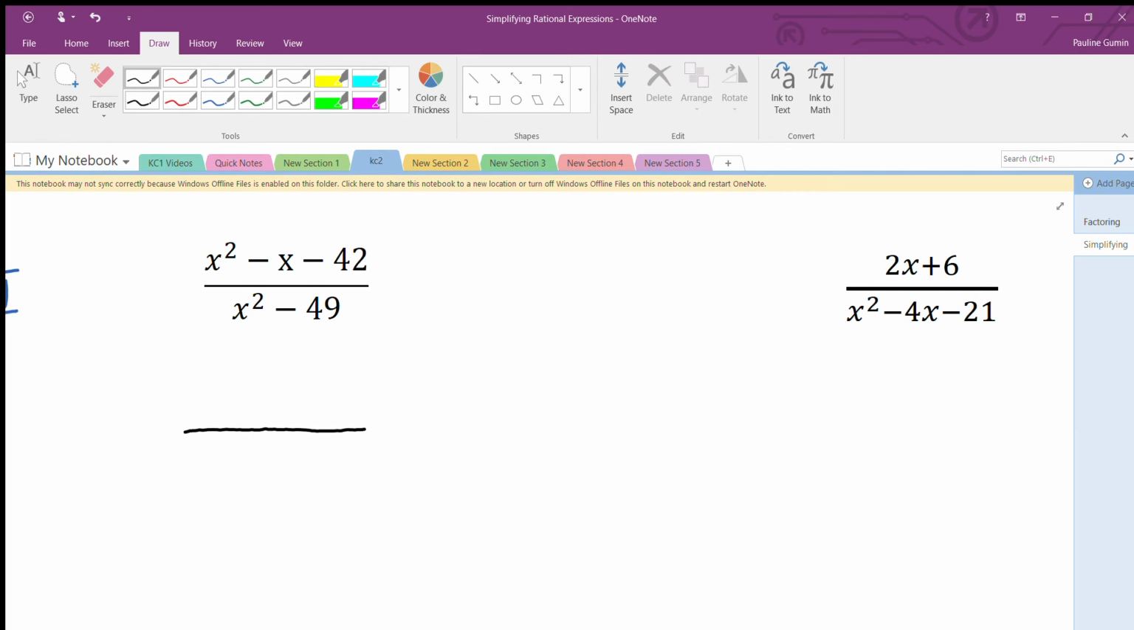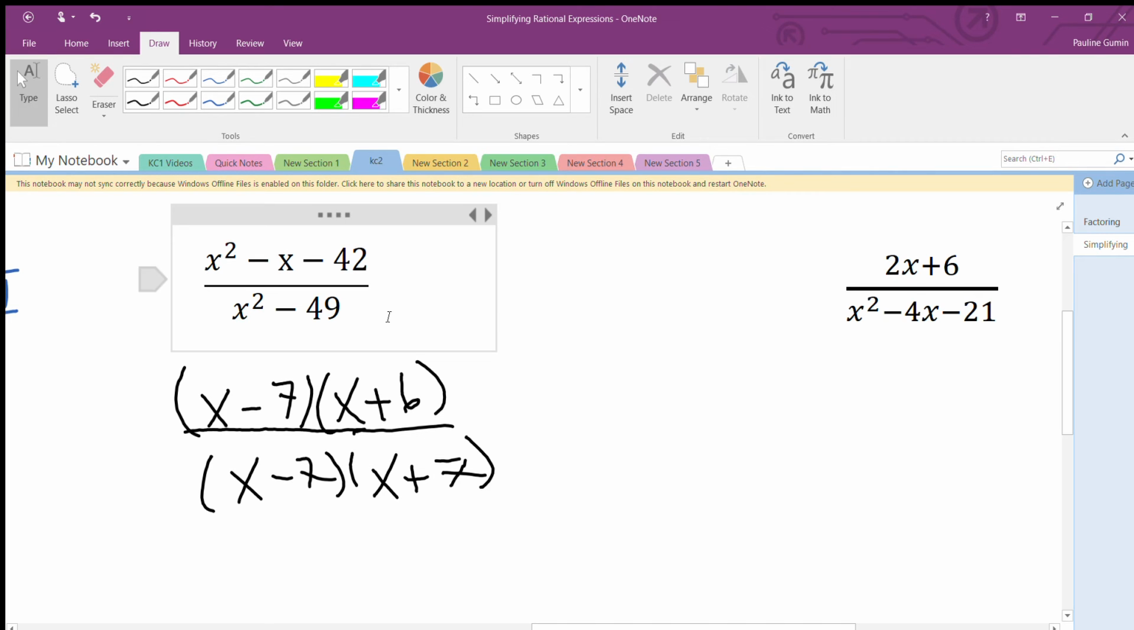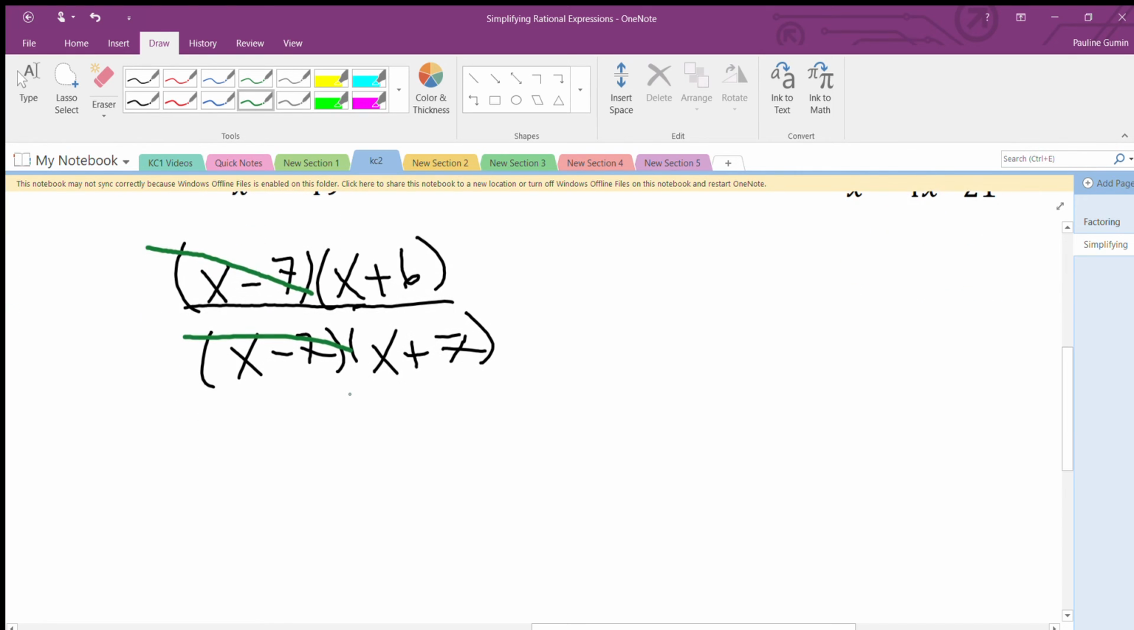All right, let's check this out. This factors into x minus 7, x plus 6. And the bottom factors into x minus 7, x plus 7. Let's see what we can reduce. On top, I see an x minus 7, and on the bottom, I see an x minus 7. I can cross those off completely. All I'm left with here is x plus 6 and x plus 7.